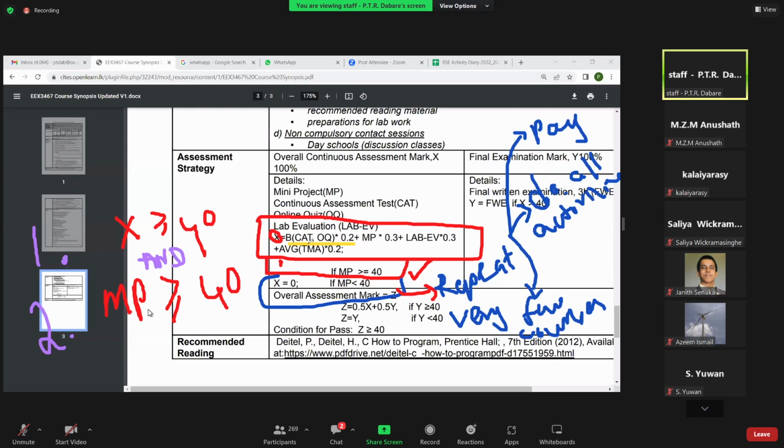I explained this one with calculations, right? With the CAT, you take CAT or the OQ, get the best one and multiply it by 0.2. Plus from mini project, you multiply by 0.3. Lab evaluation, average lab evaluation multiplied by 0.3. Calculate average TMA multiplied by 0.2. By now you should know. So you can go and check that on the learner support. There is a video about the study system. So in that one we have explained, right? So that's why if you all don't know those things, you get into trouble. Okay?